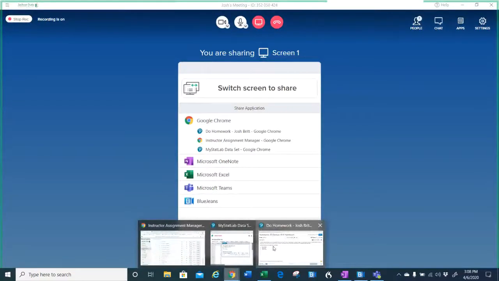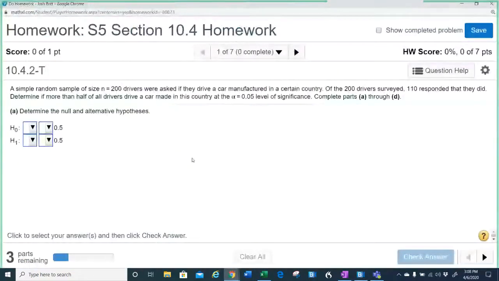Okay, let's take a look at 10.4. Now 10.4 is just a repeat of 10.2 and 10.3. It's a combination, so you just have to pick out, are you testing for proportion or for mean? Proportion, you're going to use proportion stat. Mean, you'll use t-stat. So random sample, 200 drivers asked if they drive a car manufactured in a certain country.